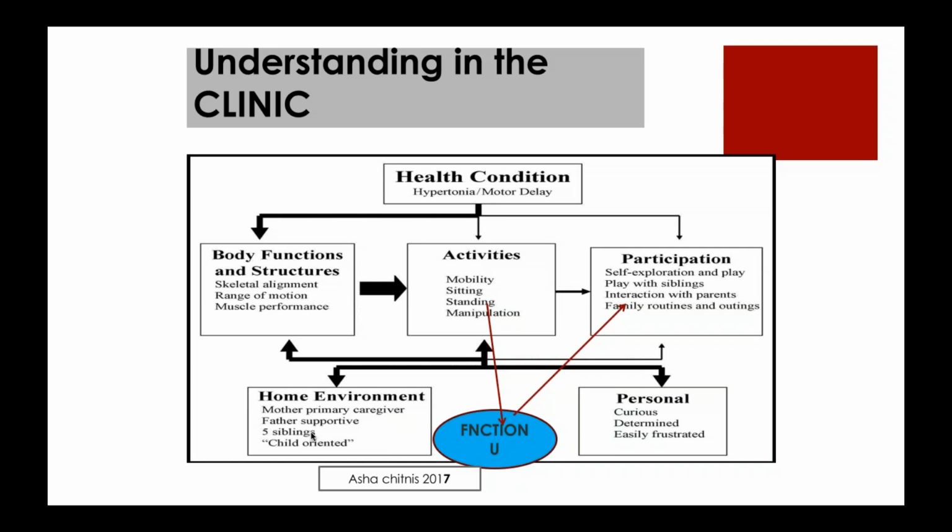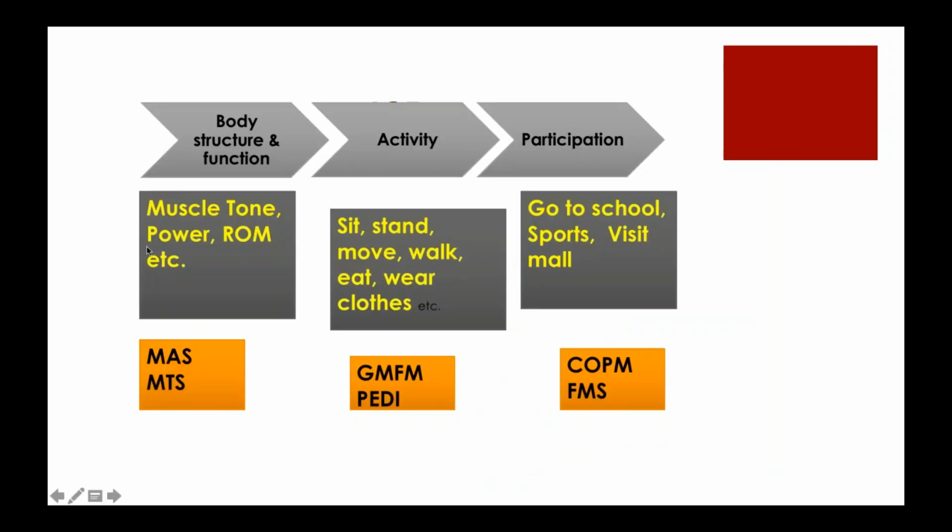If I further make it simple for you, I already explained to you this is muscle tone, power. How do you test them? Basic: modified Ashworth scale, manual muscle testing. Guys, when you use these scores, they are not outcome measures, they are at the body structure level. If you're looking at mobility, you're going to use a basic PEDI and a GMFM. These are at your activity level.